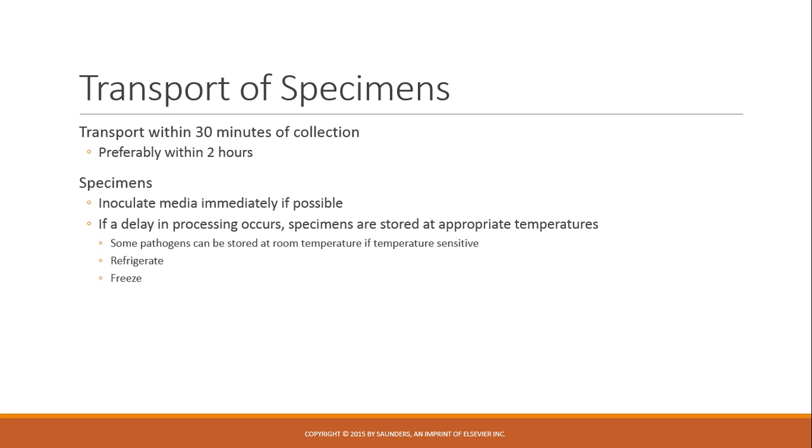Now the specimens need to be inoculated onto the media immediately, if possible. Sometimes we get busy and we can't process microbiology specimens as quickly as we should. In that case, we need to store them appropriately until we can process them. Certain pathogens can be stored at certain temperatures. You don't want to put a spinal fluid in the refrigerator because spinal fluid pathogens are harmed by the cold. So it just depends on your facility, and they'll have it outlined of how to store a specimen before you process it.